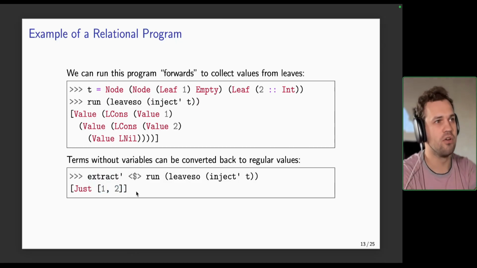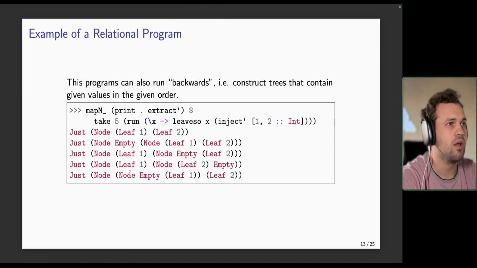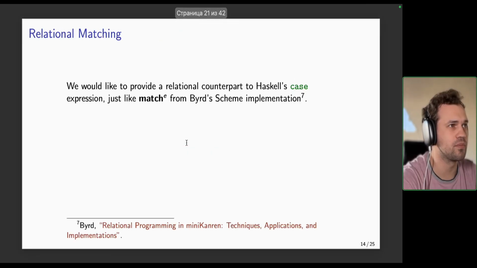so inject here converts the Haskell value into the logical counterpart, and extract converts it back from the logical counterpart to the Haskell variant. And of course, we can run the same backwards, where we say, well, if the leaves are 1 and 2, which trees can have this set of leaves? So it works in either direction.